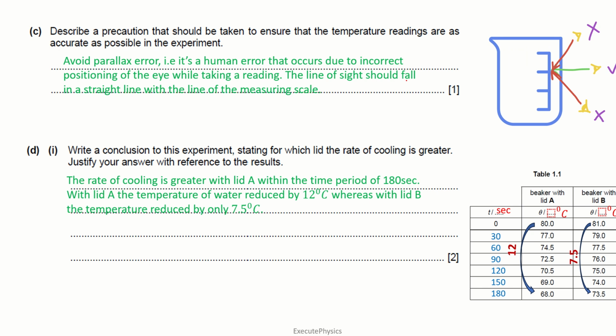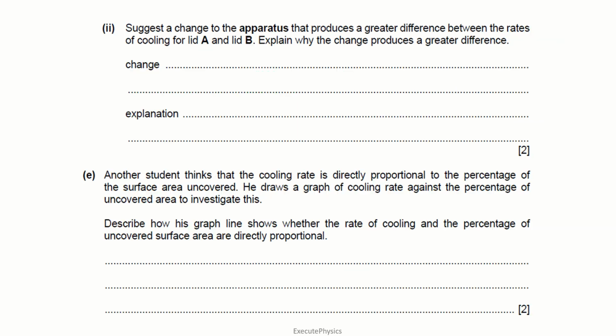So we have to write that the rate of cooling is greater in lid A within the time period of 180 seconds. We do not just have to tell the reason, we have to justify it with proper evidence. So the evidence is, with lid A, as in the tabular column, the temperature reduced by 12 degrees Celsius, whereas with lid B, it reduced by just 7.5. With this, you will get 2 marks. It's a 2 mark question, so that justification is important to get both marks.